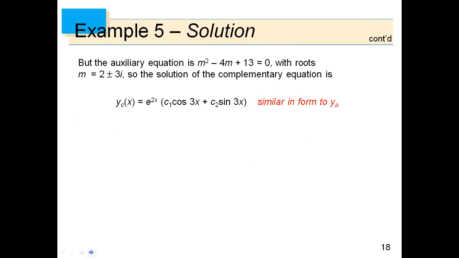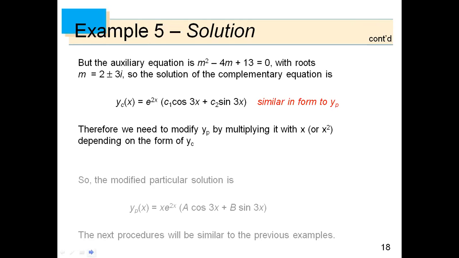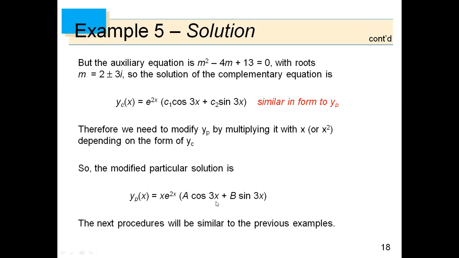You will modify the yp. So there's a need for you to modify the yp. And just in case this was not emphasized last meeting, you modify the yp by multiplying it with x, the independent variable. That way it will not be similar to this in terms of form. So you have the x in here.